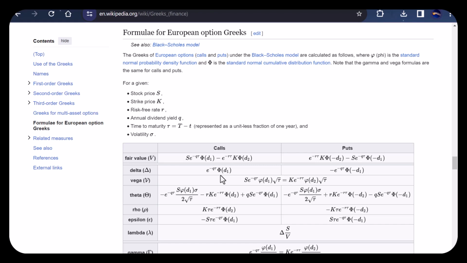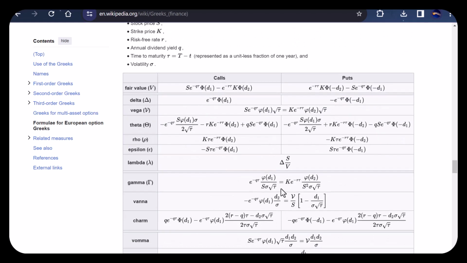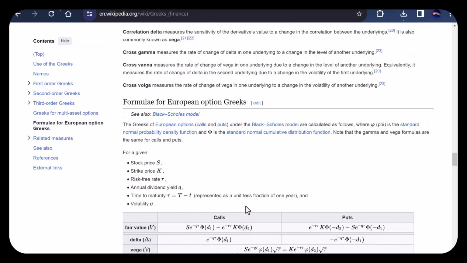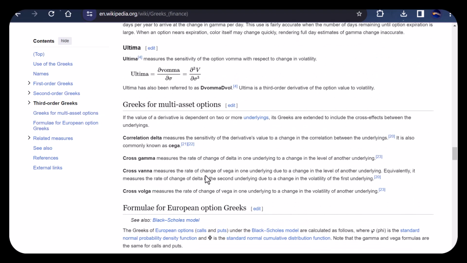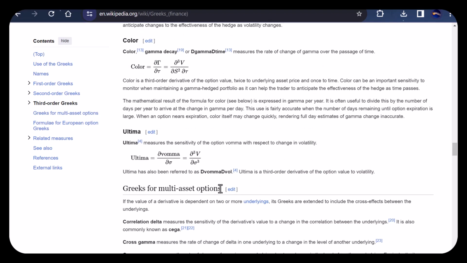That's also the probability of finishing in the money. Okay? Yeah, they give weird names. What the hell is a charm? Let's find out what charm is.